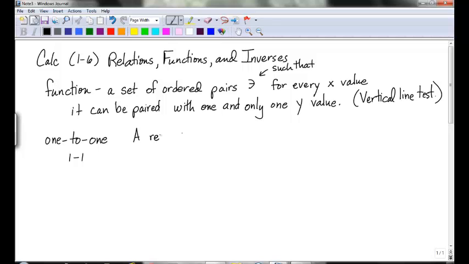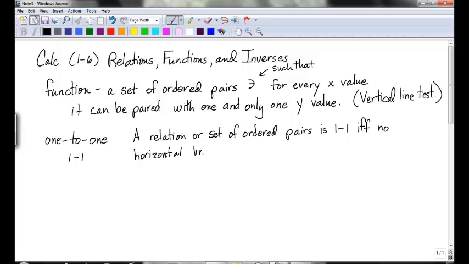A relation or set of ordered pairs is one-to-one IFF, if and only if. Okay, here's the other test. No horizontal line intersects its graph in more than 1 point.